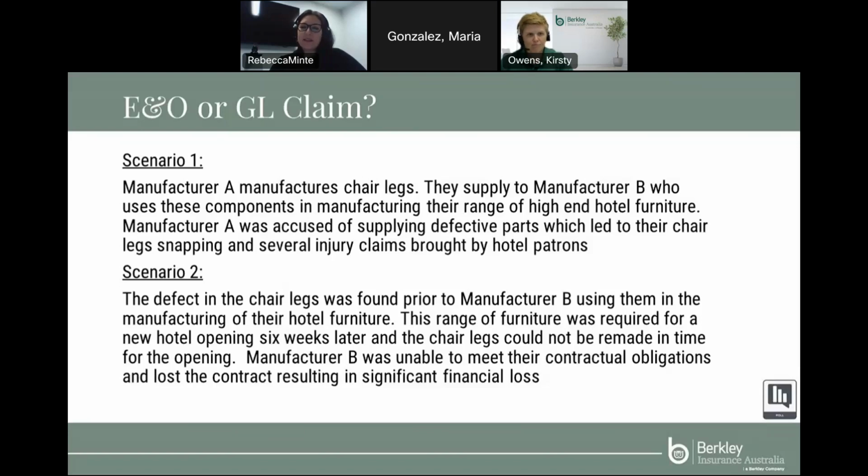Okay, so we have a lot of answers in already, and 79% of you have been listening. So correct, the first example here, scenario 1, is more likely going to be a GL claim, and scenario 2 is more likely going to be an E&O claim. So well done.